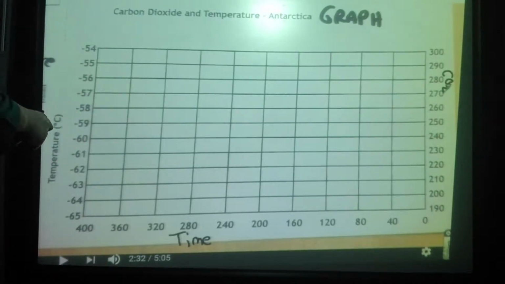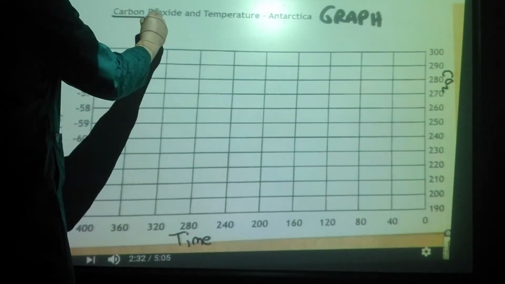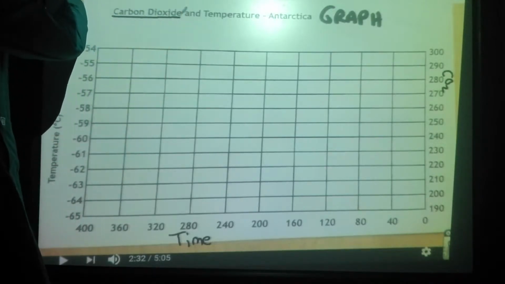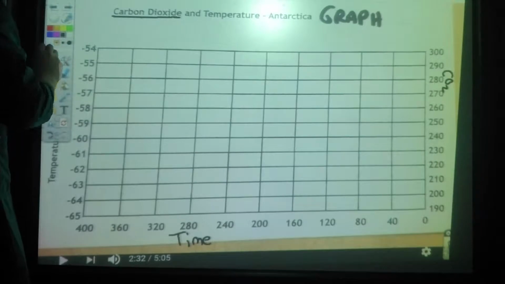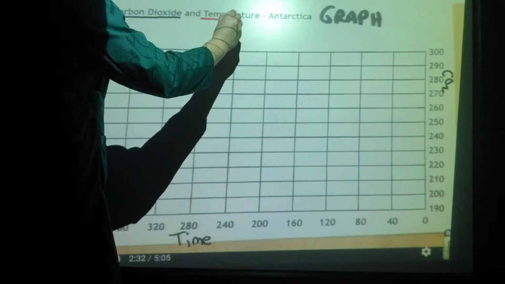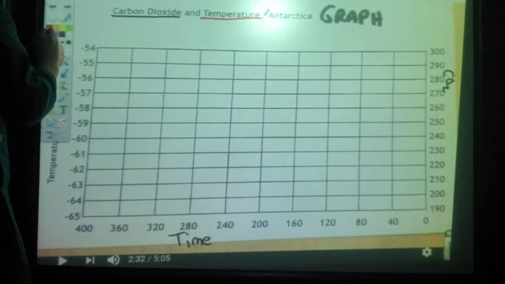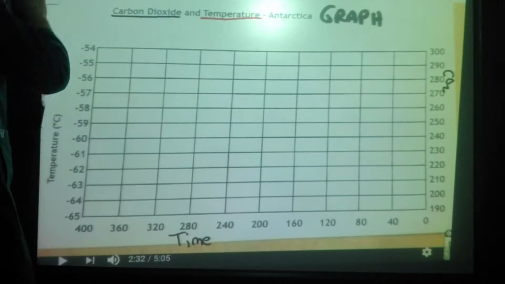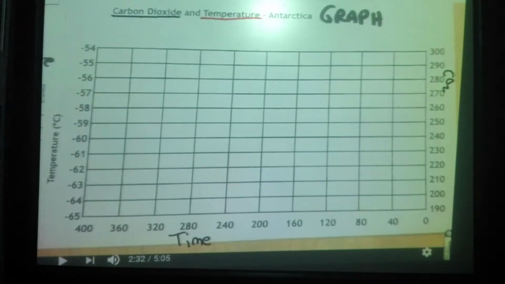For the sake of this, I'm going to go ahead and underline carbon dioxide in black, and underline temperature in red, just so that we can make sure we're on the same page for understanding. And I don't want to leave that covering this up. So for starters, graph data number 1 on your sheet, this sheet here on the edge.